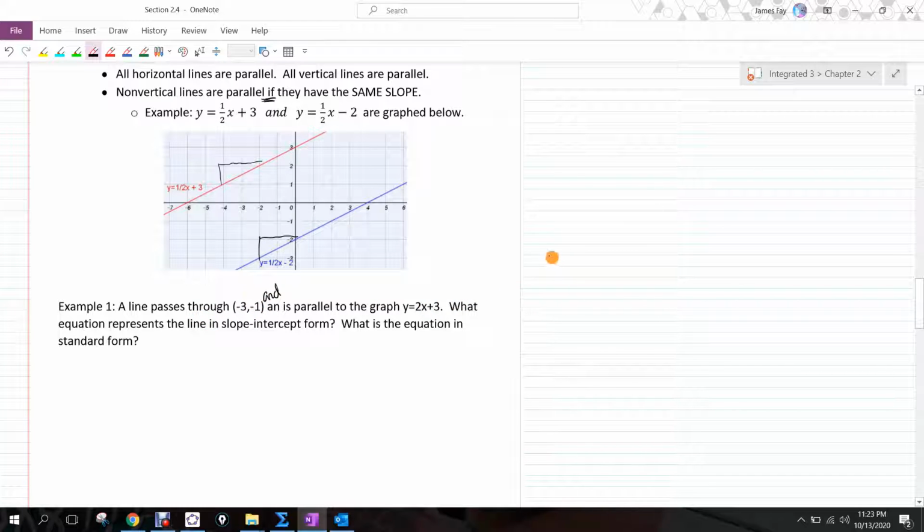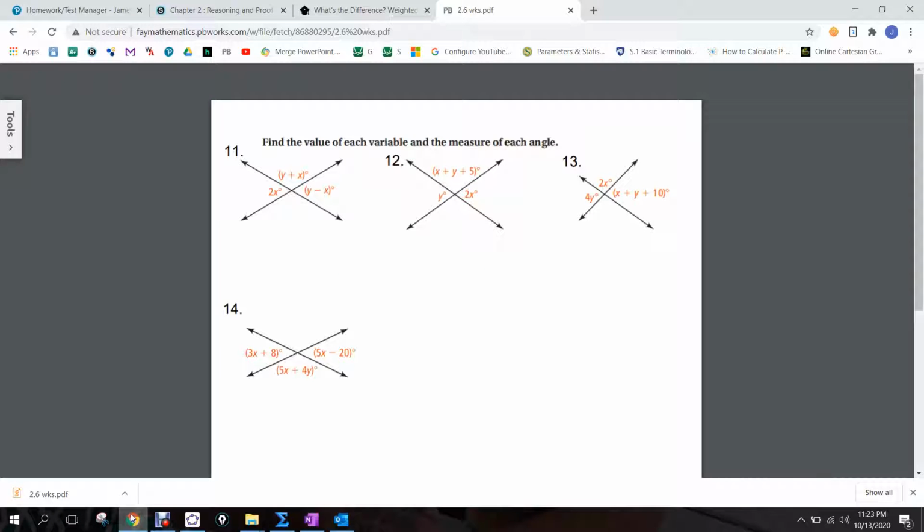Now if I graphed 2x + 3, let me just graph this real quick on Desmos for us.